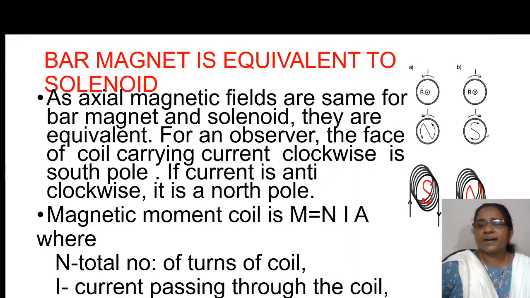And here current is in the clockwise direction as observed here. So it will present a south pole and the magnetic field lines will be going away from you.